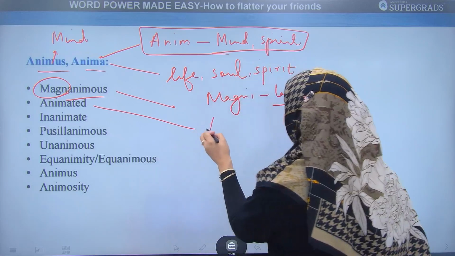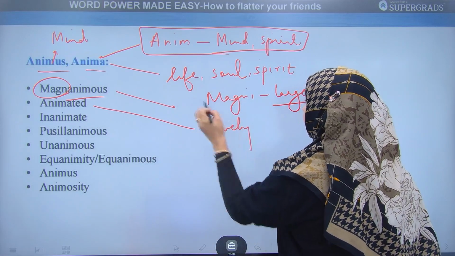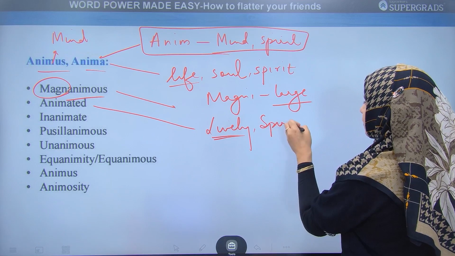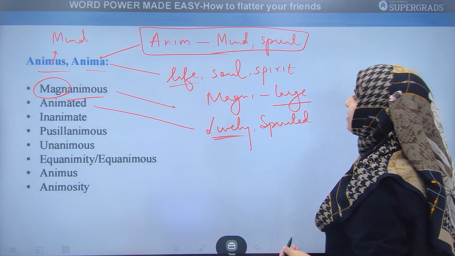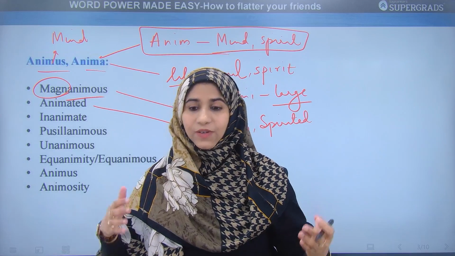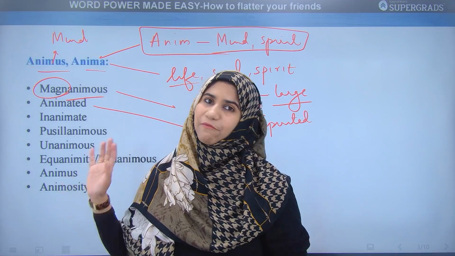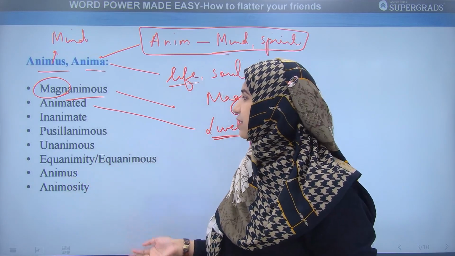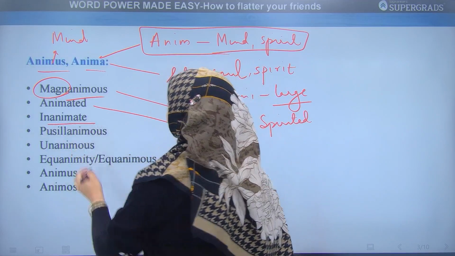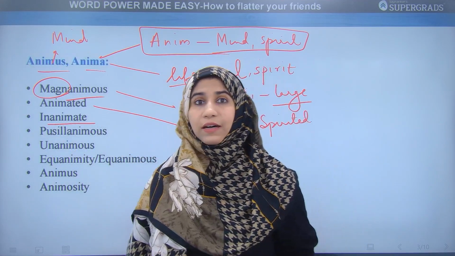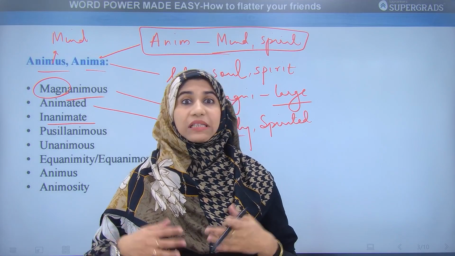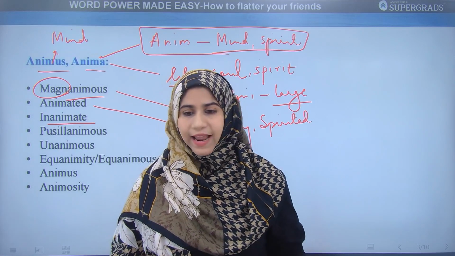Animated is lively, full of life, okay? Lively, spirited, full of spirit. In fact, even the word animation comes from this. Animate, animation, animal, all these words come from this root. I've not enlisted them because they're very, very easy. Look at the word inanimate, something which is not a living being. Inanimate, which doesn't have life. Something which is dull can also be called inanimate.